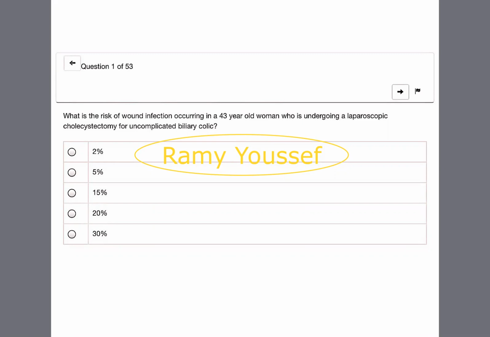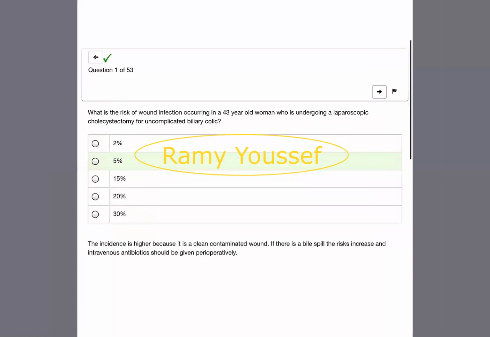Okay. Anyone has a different answer? What types of surgical wounds do you know? Clean, contaminated, and dirty wound. Exactly. So here the answer we are talking about, as you said, is a clean contaminated wound.